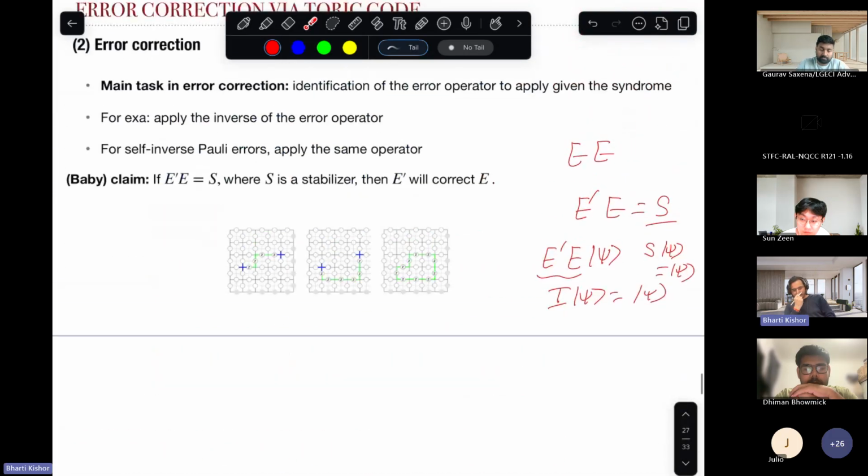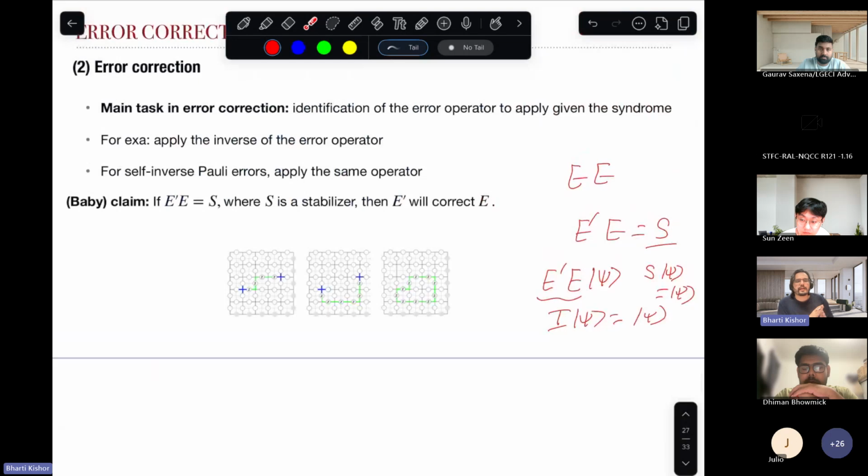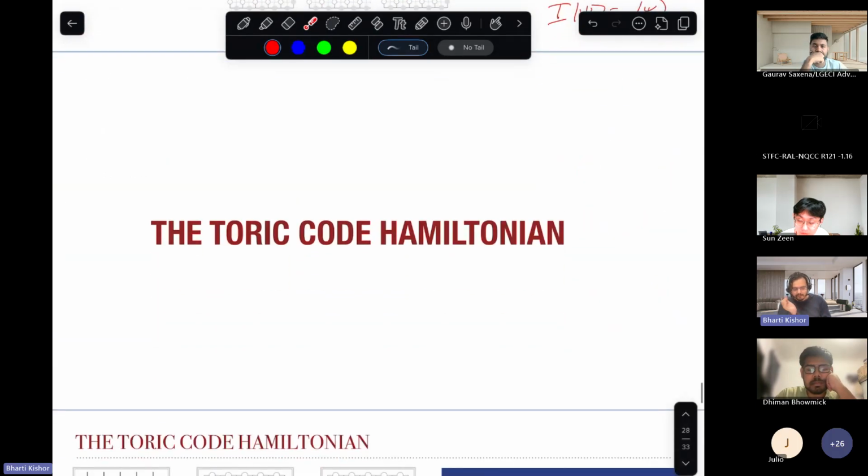Okay. More about this we will cover when we talk about decoders, because this is a very big challenge. That's why people try to develop better and better decoders, and they try to solve this problem under different kinds of assumptions. Okay. So this covers the error correction part.